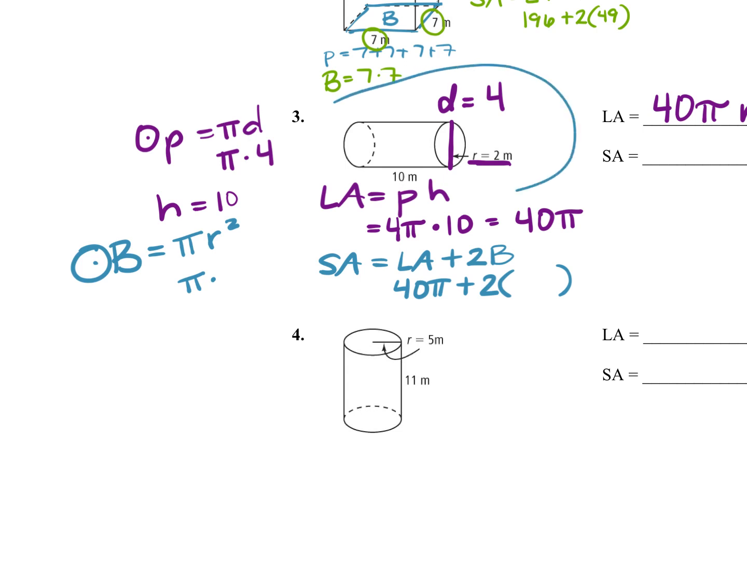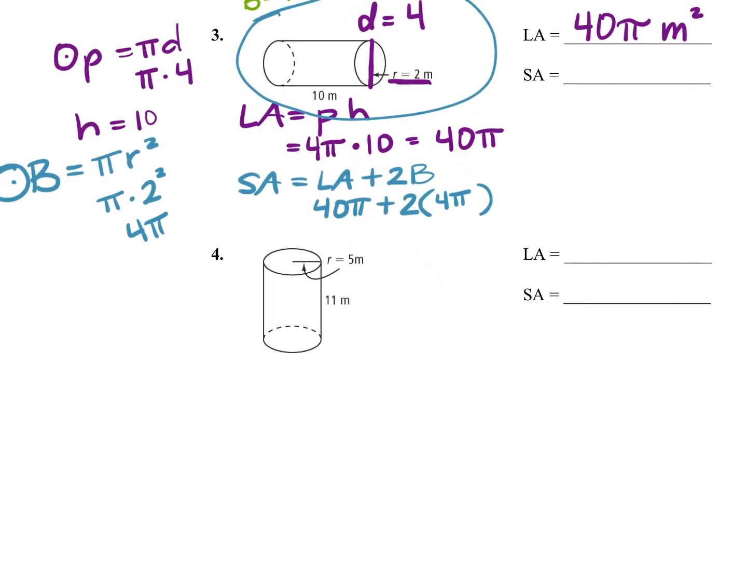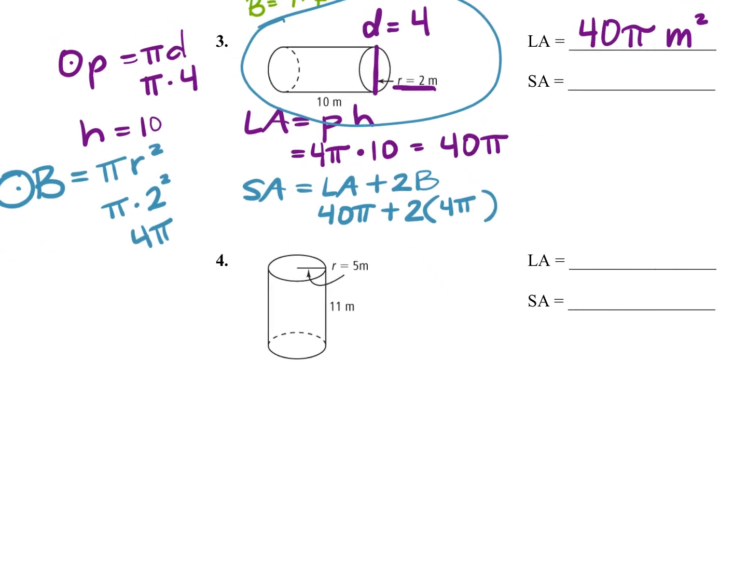What is r in this problem? 2. So you're going pi times 2 squared, which is 4 pi. I really picked terrible numbers. P and B keep coming out the same. Not on the next one though, so that's okay.